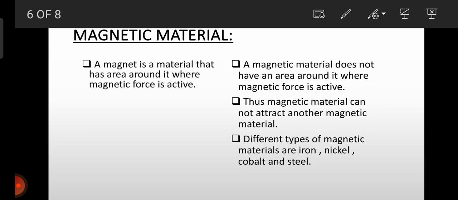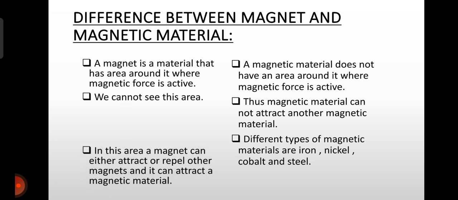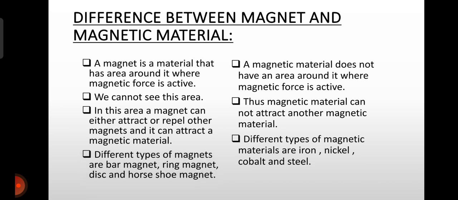Magnet is a material that has an area around it where the magnetic force is active. We cannot see this area. In this area, a magnet can either attract or repel other magnets, and it can also attract a magnetic material. Different types of magnets which we studied in the first slide, they are bar magnet, ring magnet, disc and horseshoe magnet.